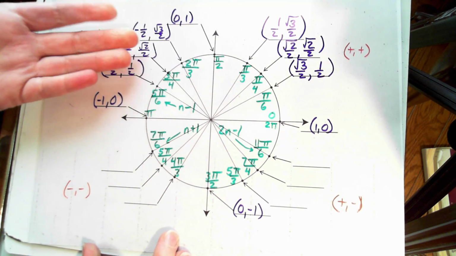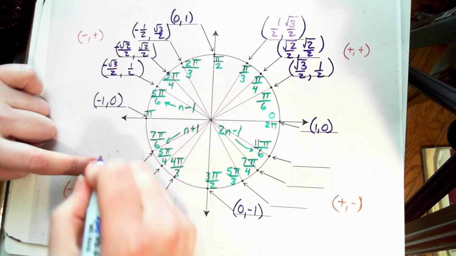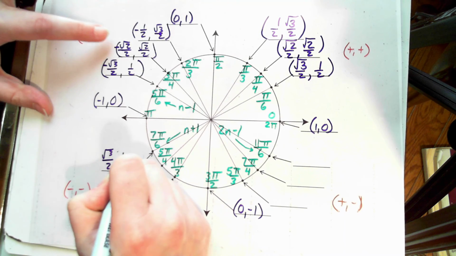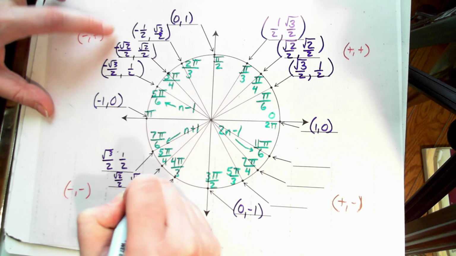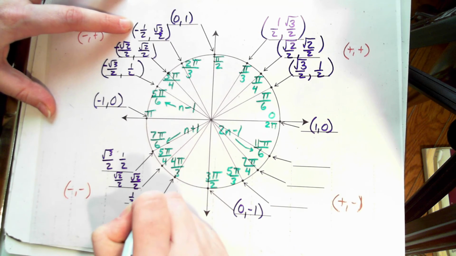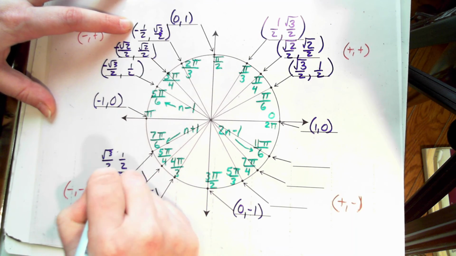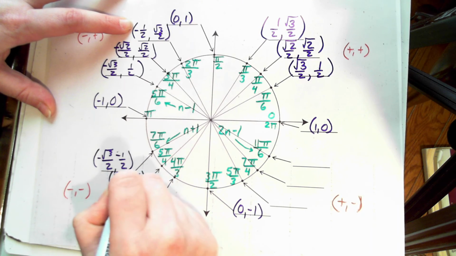Okay, so now I'm going to reflect these values down. So notice this one's going to stay on this line. So it's square root 3 over 2, 1/2. It's square root 2 over 2, square root 2 over 2, and then it's 1/2, square root 3 over 2. And again, I have to adjust the signs based on my quadrant. Both values should be negative here.